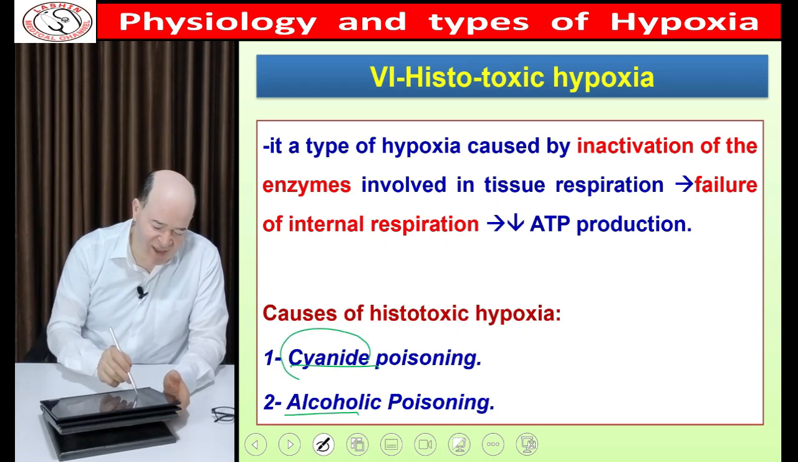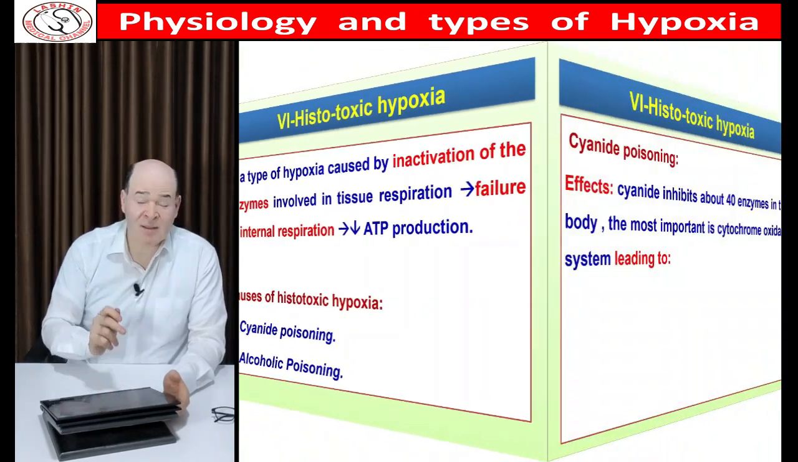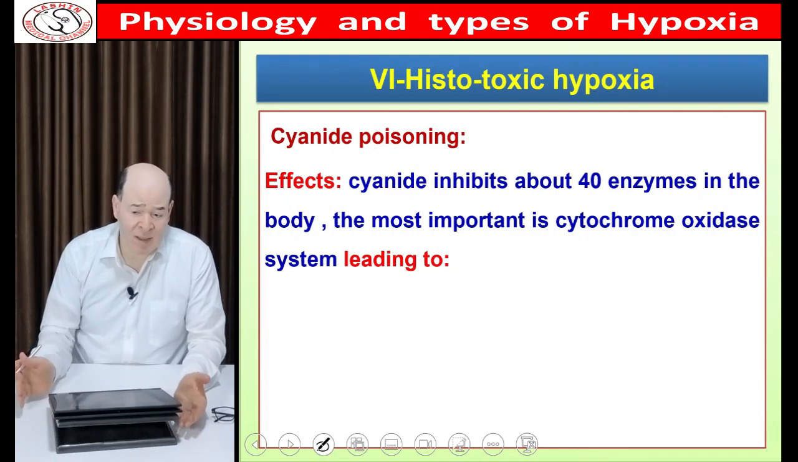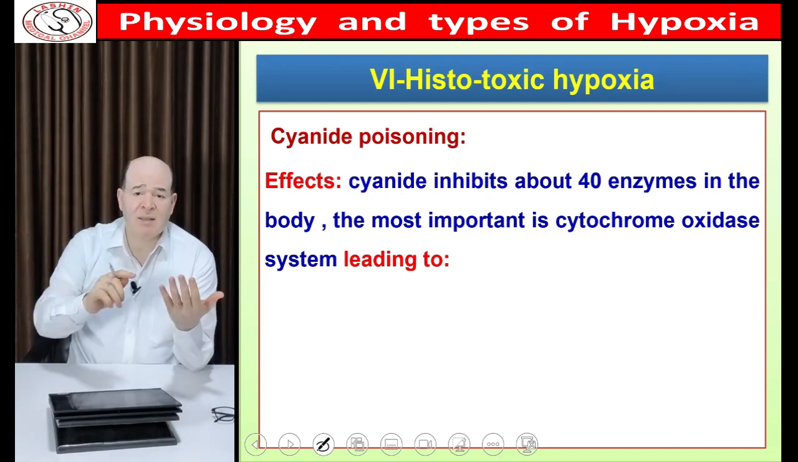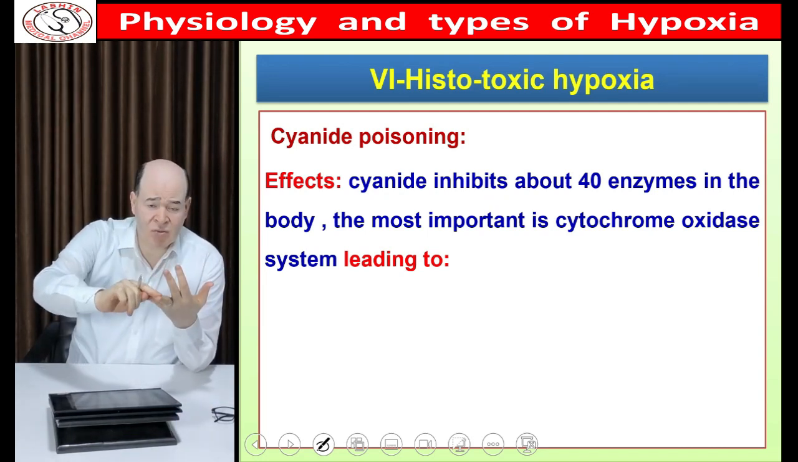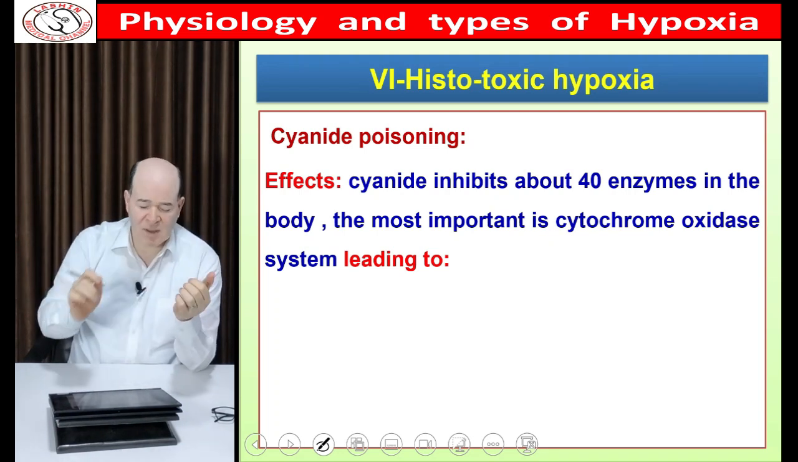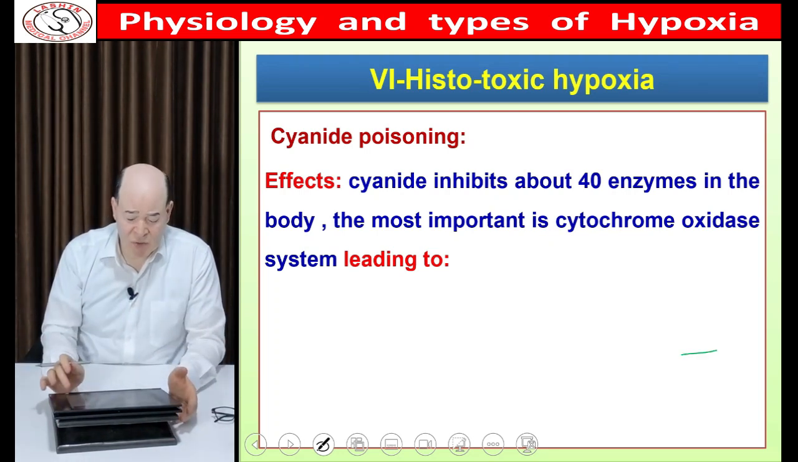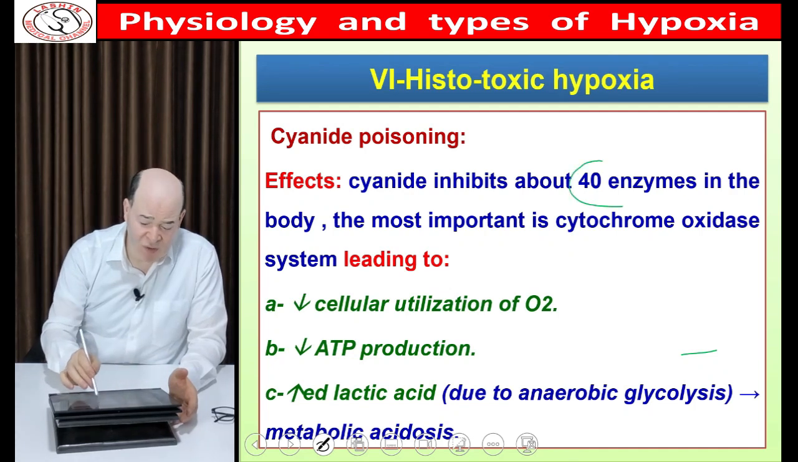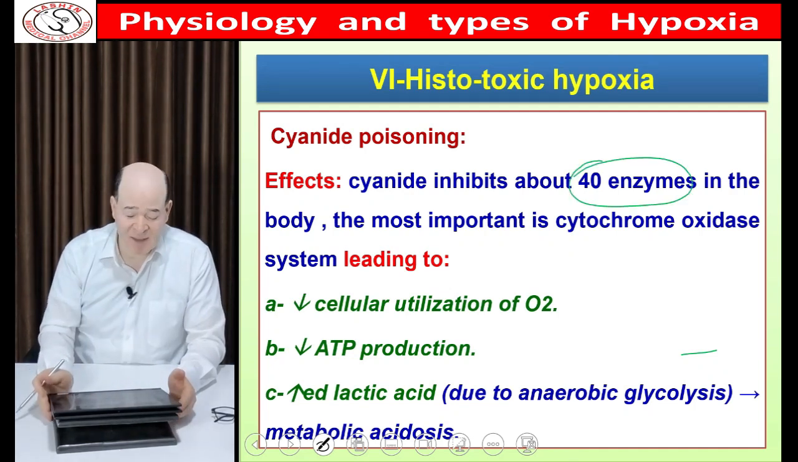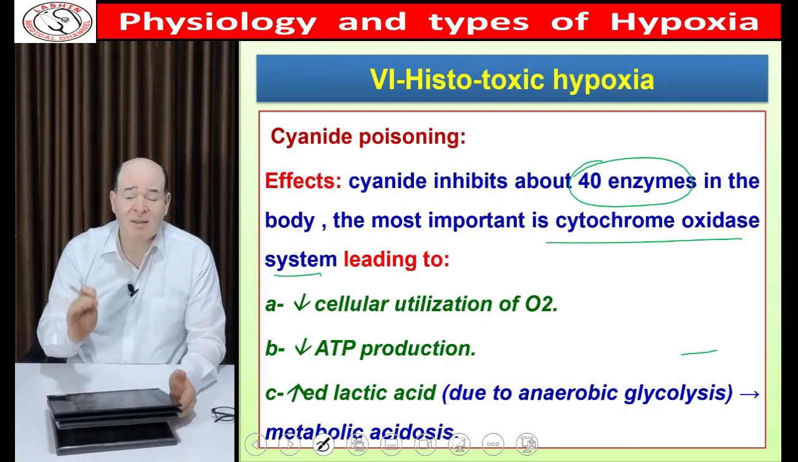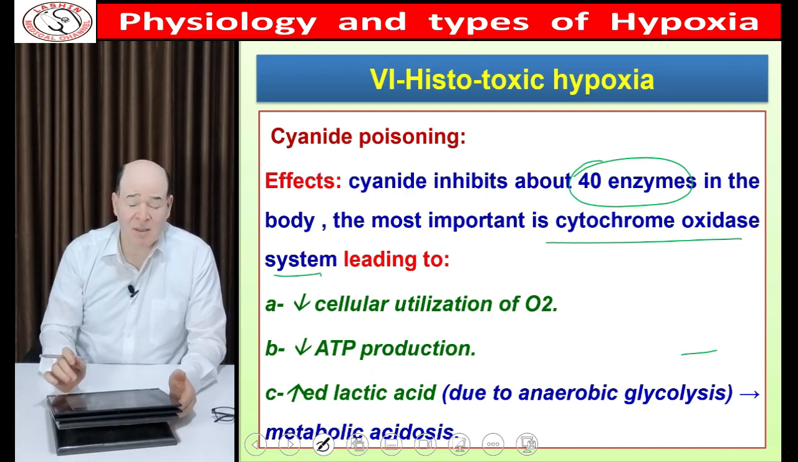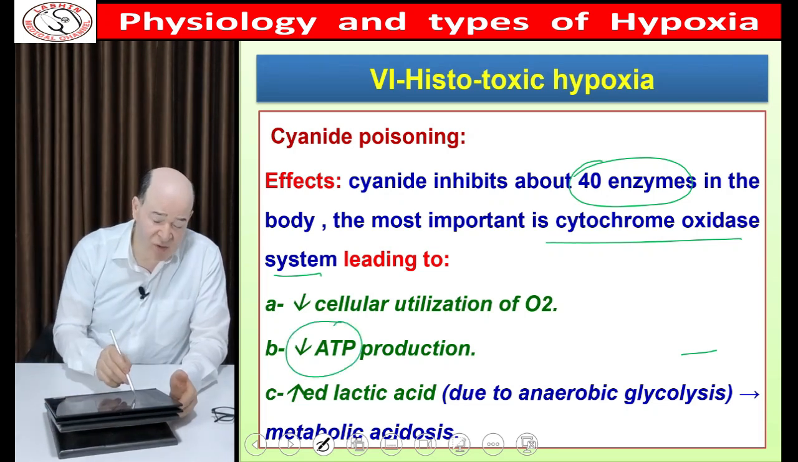The most common cause is cyanide poisoning, and cyanide is a famous toxin that is widely used in many industries, and it is also used as a toxin. It has a soluble form, a solid form, a vapor form, and many other forms. Cyanide poisoning is so dangerous because it blocks about 40 enzyme systems inside our body. The most important of them is the cytochrome oxidase system, thus stopping production of ATP and stopping the process of biological oxidation.